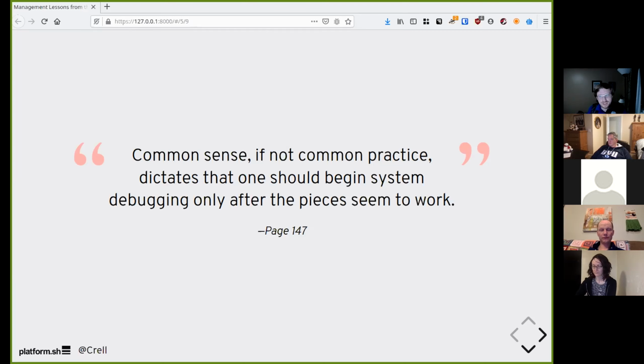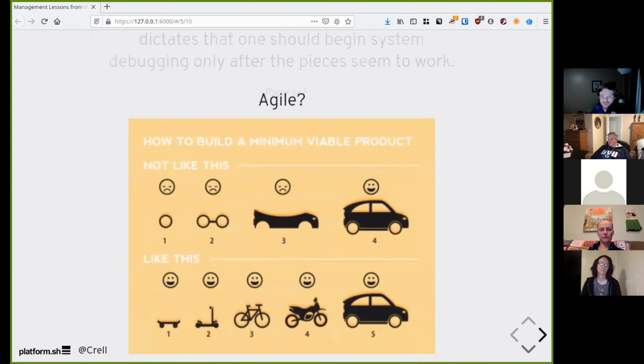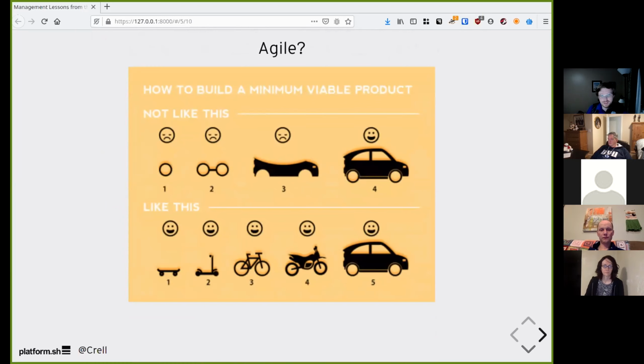Now, someone in the audience is probably thinking, but Larry, didn't you just describe Agile? And you should grow into place. You've probably seen this diagram at some point about how you should build an MVP and do Agile. This is wrong. This is terrible.